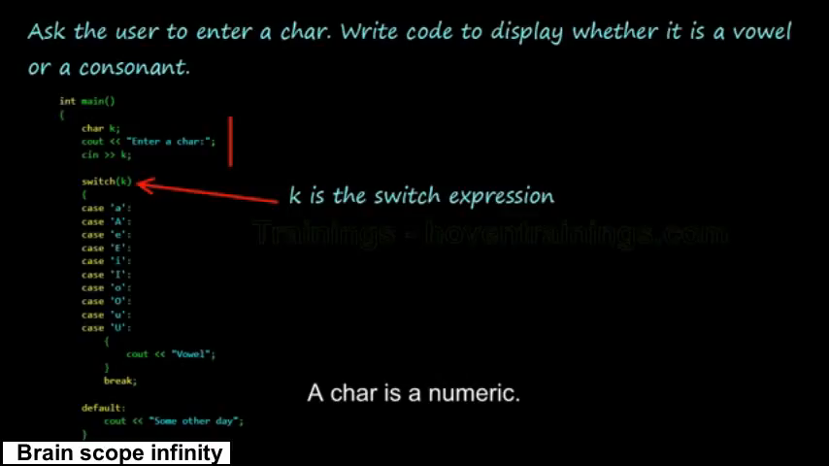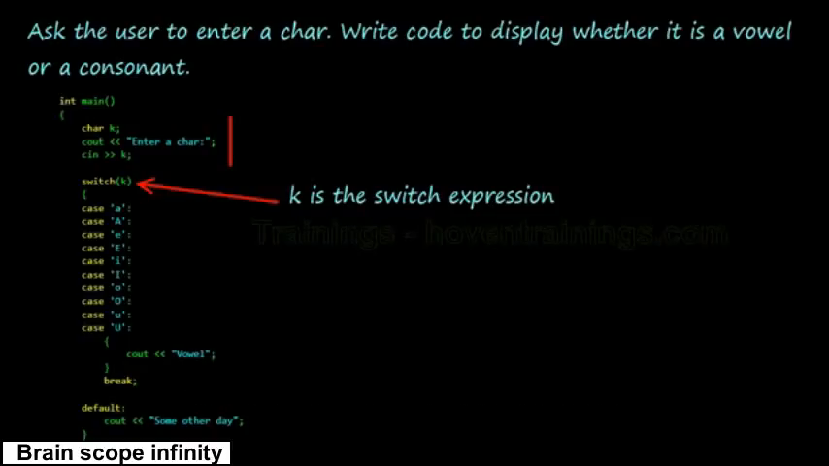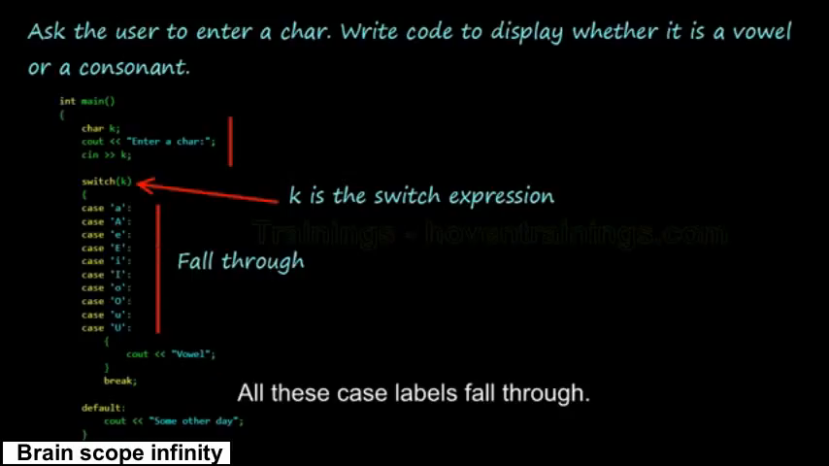A char is a numeric. Compiler treats it as an ASCII value, so we can use it as the switch expression. All these case labels fall through. Every vowel input will fall through here.